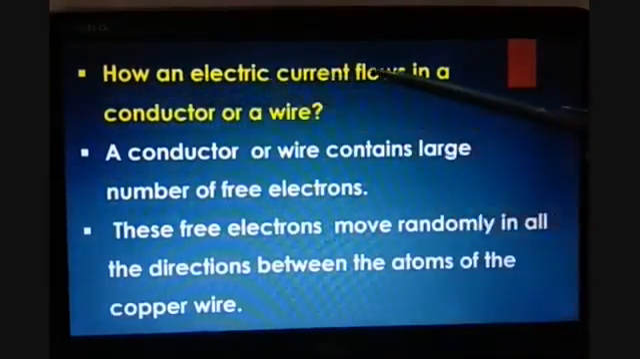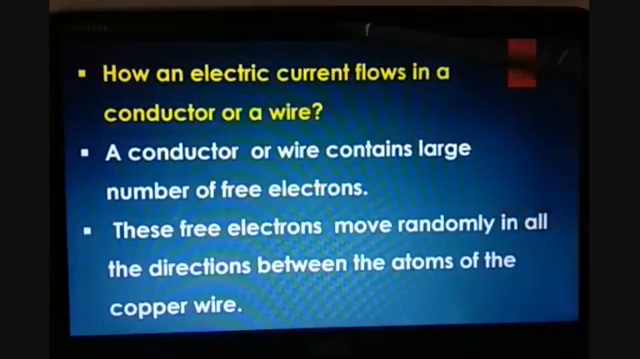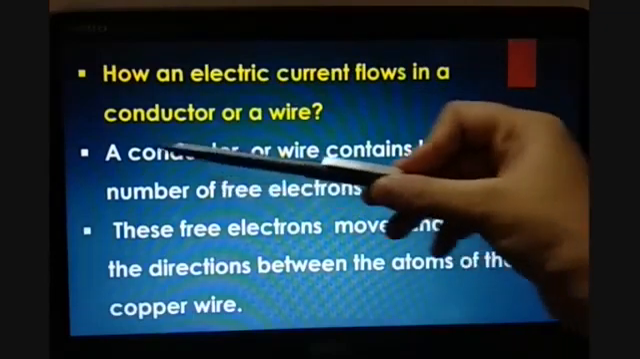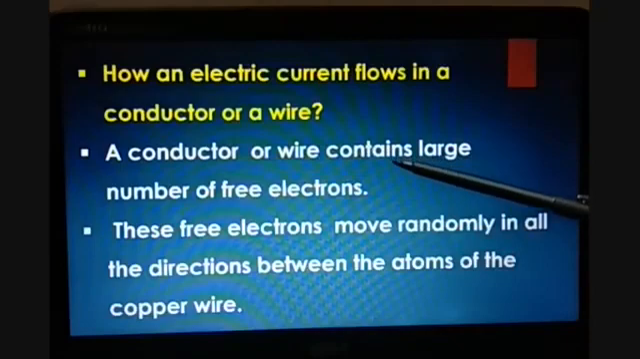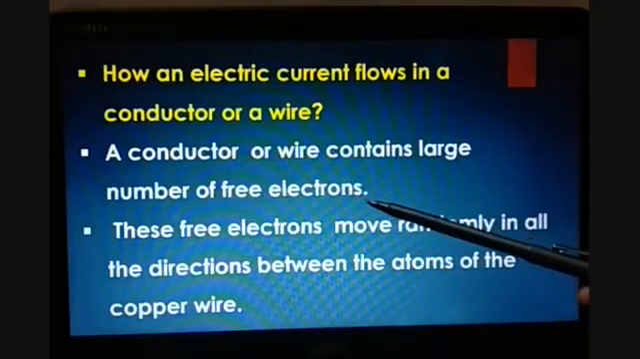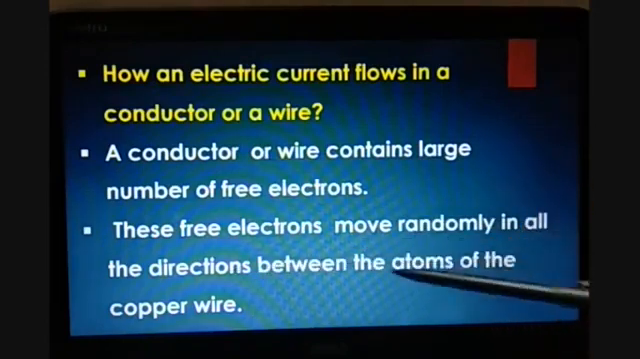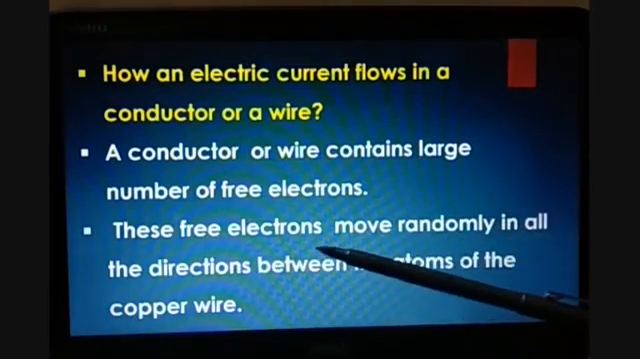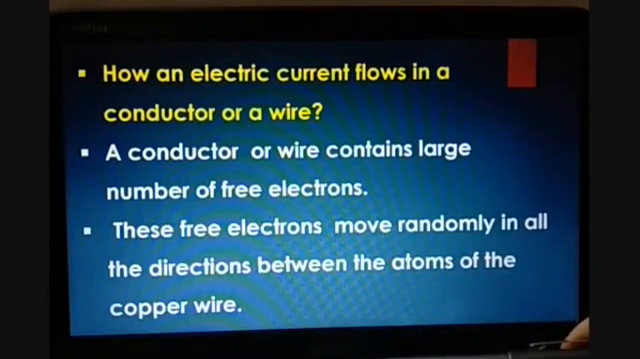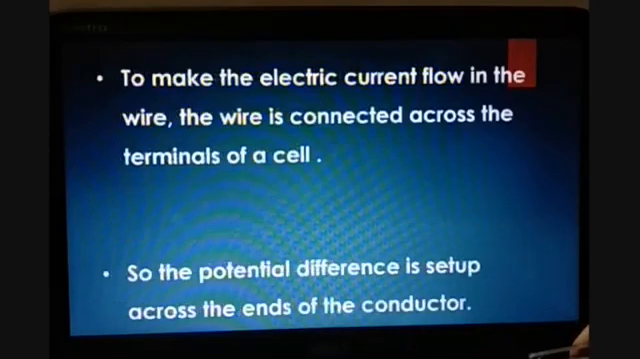How does an electric current flow in a conductor or wire? We know that a conductor or a wire contains a large number of free electrons. These free electrons move randomly in all directions between the atoms of the wire, or we can say the copper wire, which is generally used for the fittings in electric circuits.